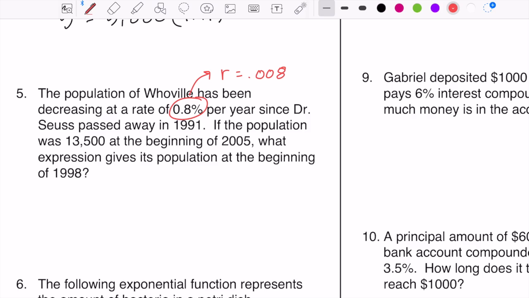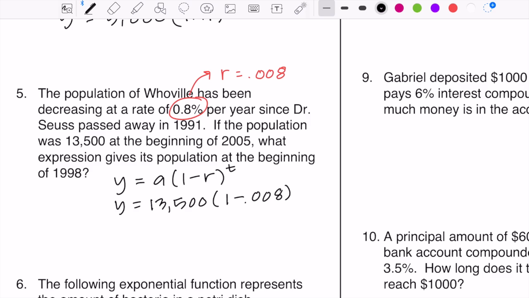Whoa. Okay, so let's see. We are going to see that it's decreasing. So y equals a times 1 minus r to the t. And then we know it started off at 13,500. And then we're going to do 1 minus 0.008 to the t. The only thing is that it's decreasing, and we said it started at 13,500, but we're going back in time. So what we're going to want to do is just make our t negative.